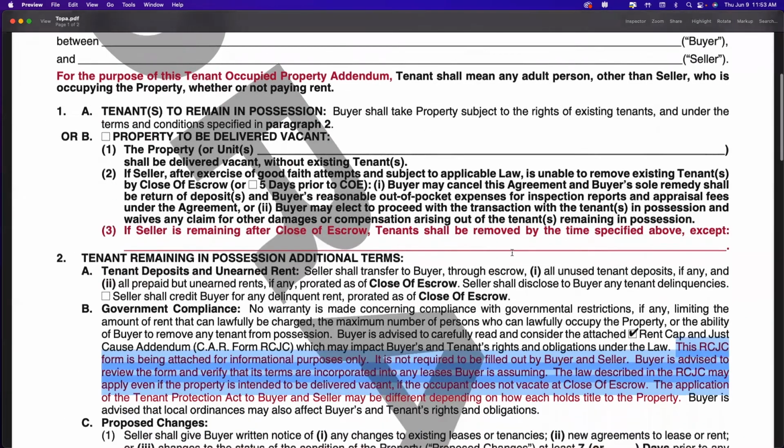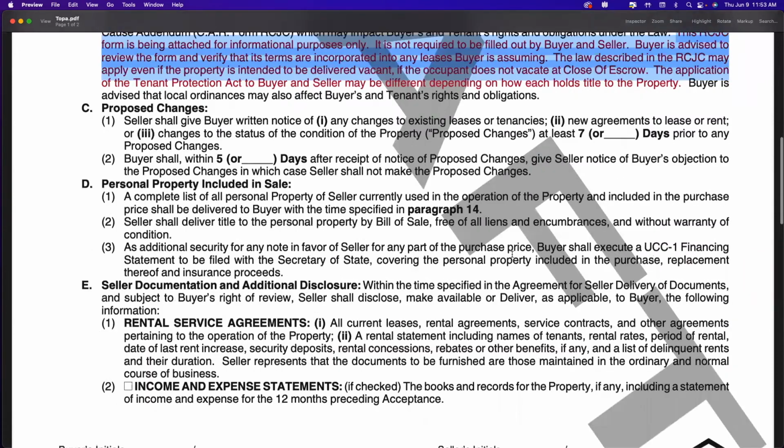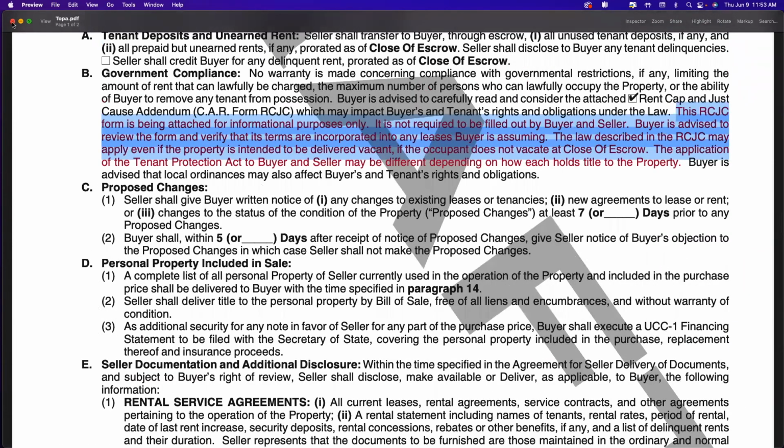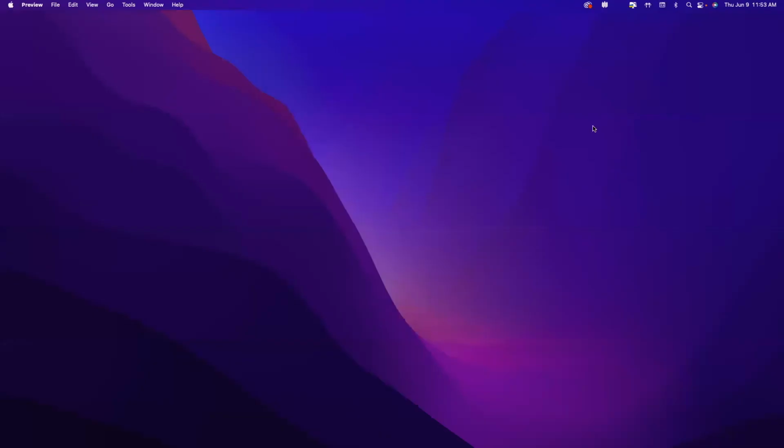But the changes on here are very minimal. It was just to reassure the buyers in that RCJC, because I know people see that RCJC and they're like, what is it? It's just an advisory that says, hey, listen, there are some rules in California about how much you can raise rent and how often and how you can evict people, and that's basically all it is. Okay. All right, so great.